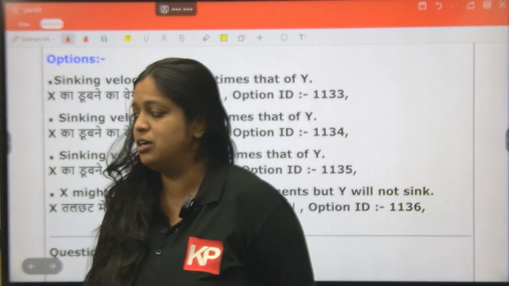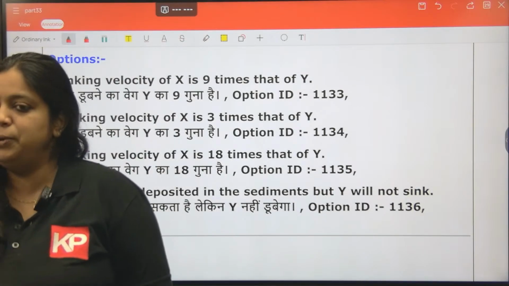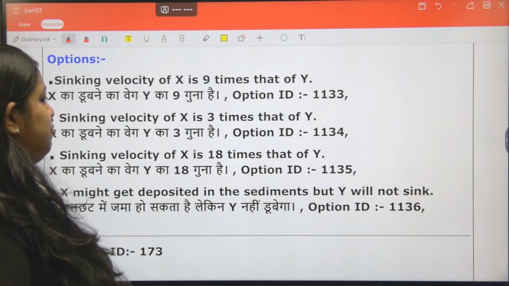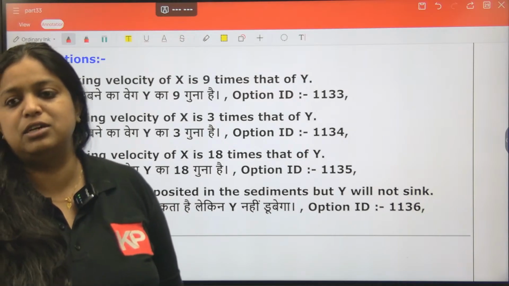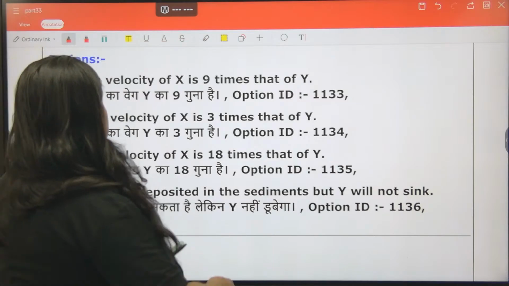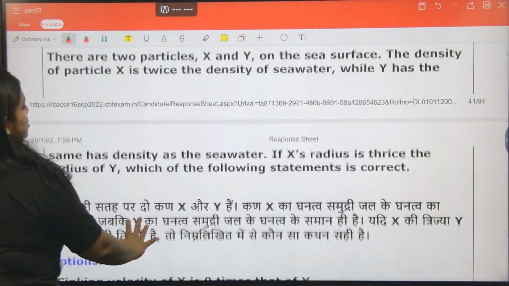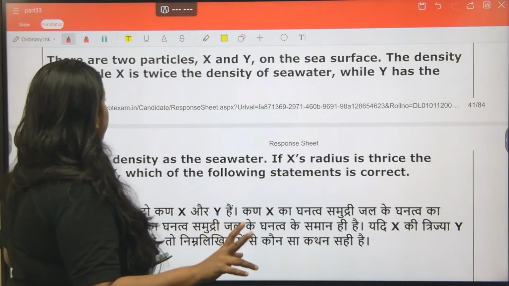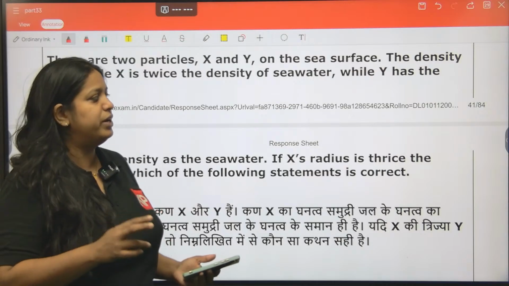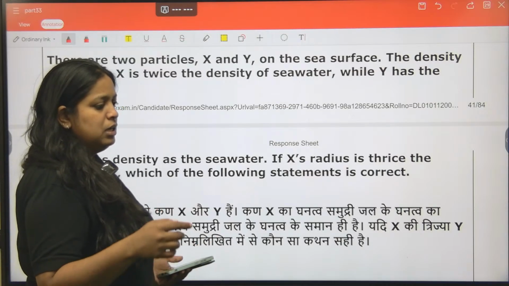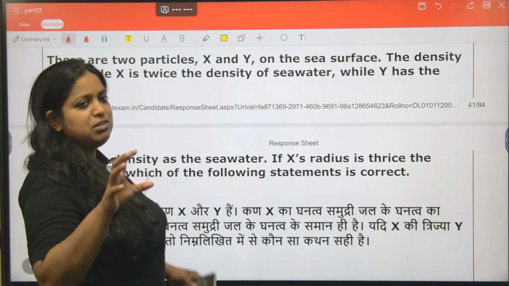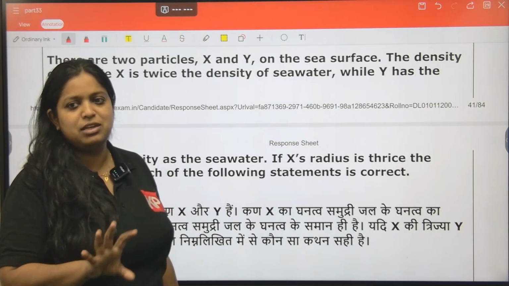Can anyone think? This is actually a very good question. If you think a bit, you will be able to answer. Can you please go through the question once? I'll show the question if you require. Simply, there are two particles X and Y. One has a density twice the density of seawater. One has the same density as seawater. The radius of X is thrice the radius of Y. That means the X particle is much bigger than Y.